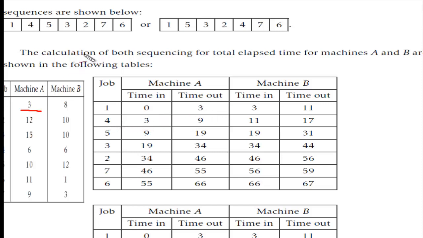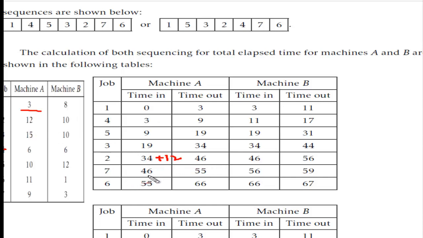Now after that, the 4th job is to be done, which is taking 6 units of time. So it starts at 3 when you are done with the first job, and 6 plus 3 is 9. Now the next job 5, which is 10 units, 9 plus 10 is 19. So the third job will start at 19, and 19 plus 15 is 34. The next job starts at 34, that is job 2, and it takes 12 units of time for machine A. So 34 plus 12 is going to be 46.